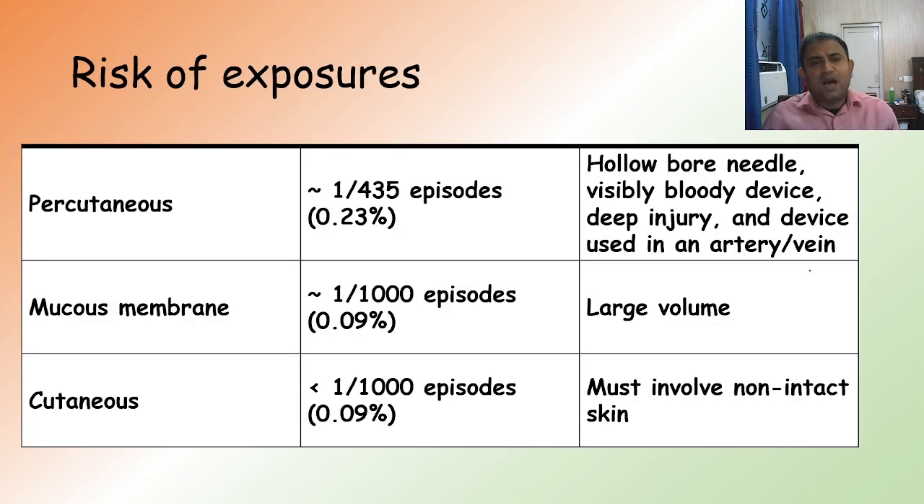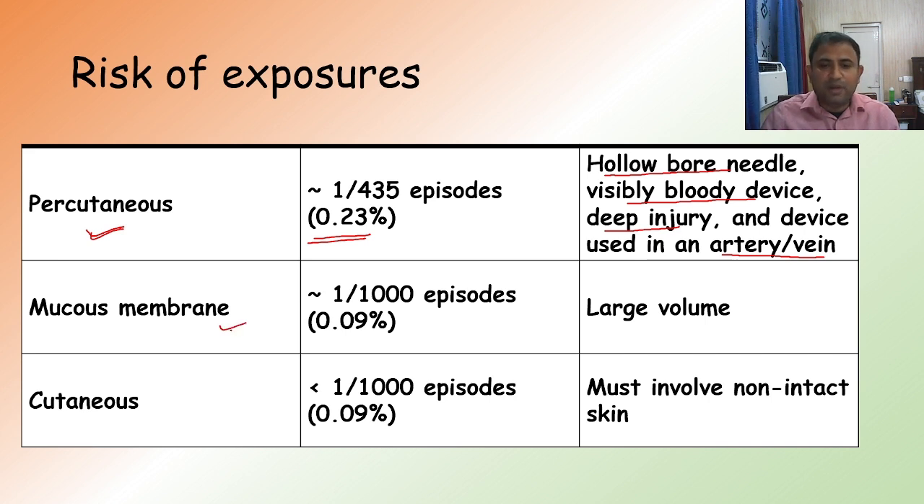So what are the risks once it is exposed? Of course, the percutaneous ones will be the most dangerous of all. So out of them, if there has been a hollow bore needle, visible blood on the device, a deep injury, or the device has already been used in an artery or the vein of the source person, in those cases the transmission will be around 0.23%.